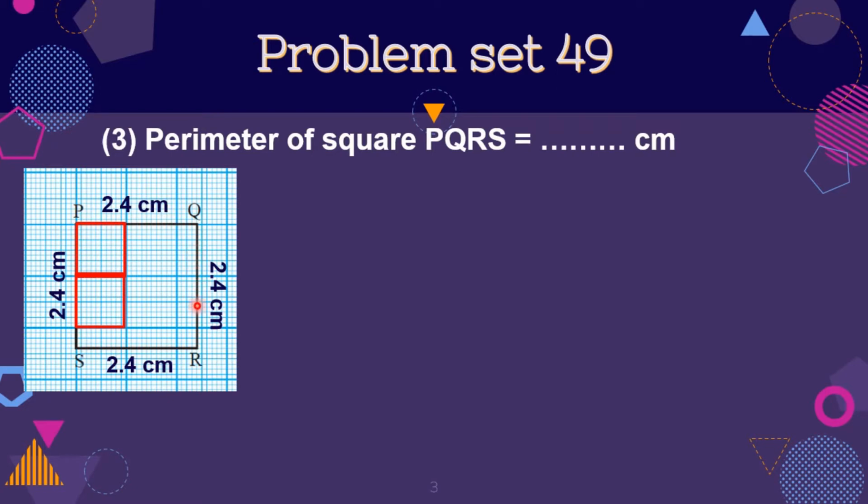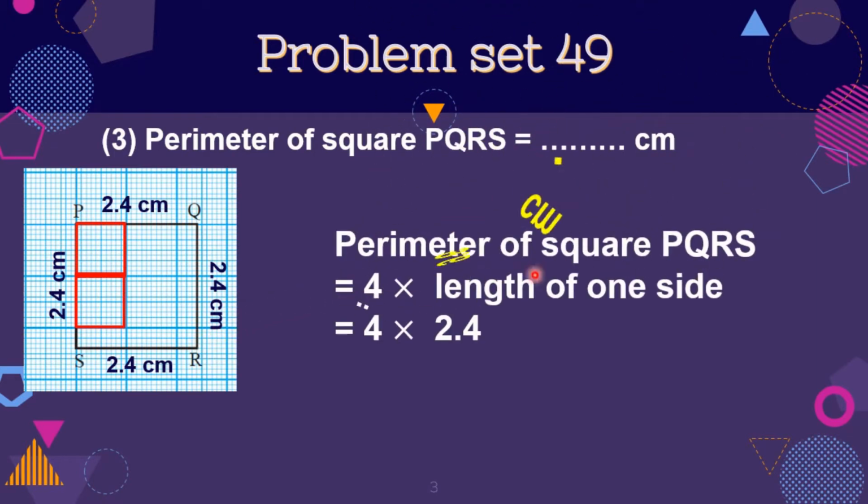centimeter. Now let us find its perimeter. We have the formula, perimeter of a square is equal to 4 into the length of one side. Here the length of one side is 2.4. So we multiply 4 by 2.4 and we get the perimeter of this square is 9.6 centimeter.